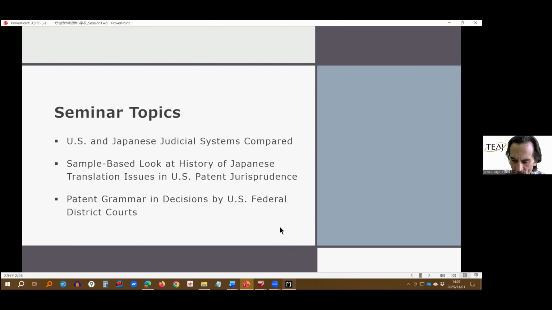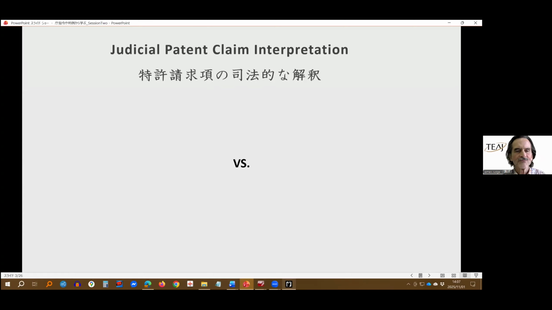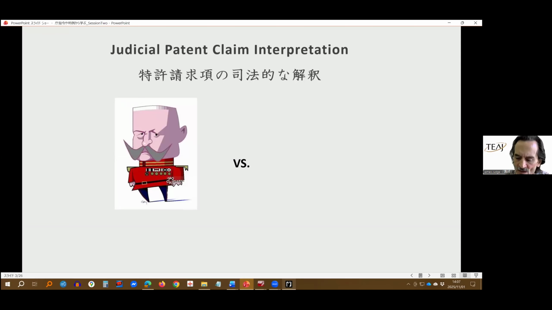So continuing with the PowerPoint here, and then in a moment I'll turn to today's handout, the Word file, but let's start with this first topic. I titled this slide Judicial Patent Claim Interpretation, and this is from a previous presentation, so I have some Japanese equivalents of the title. This says Tokkyo Seikyu no Shiho Teki na Kaishaku. So the point is to compare the foundational principles of the Japanese system versus the US system. And in order to do that, we have to look at the origins of both systems.